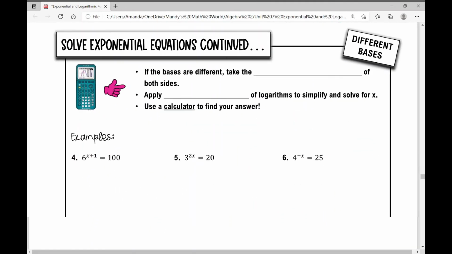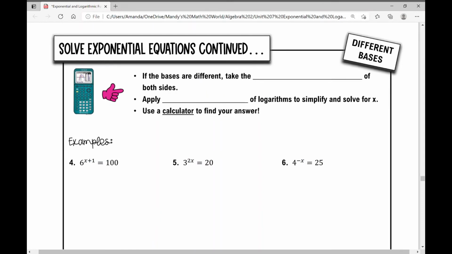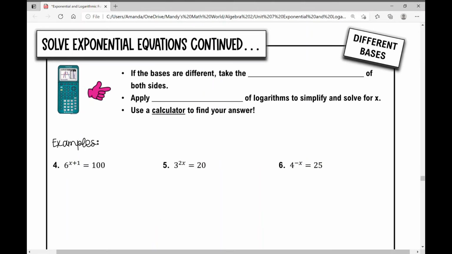In the next portion of the notes, you are going to need your calculator. So whether or not you have a TI 84, 83, Inspire, whatever you have, grab it. If you use Desmos online, that's another good calculator that I strongly recommend. But you are absolutely going to need a calculator for this portion. So in this portion, you will have different bases.